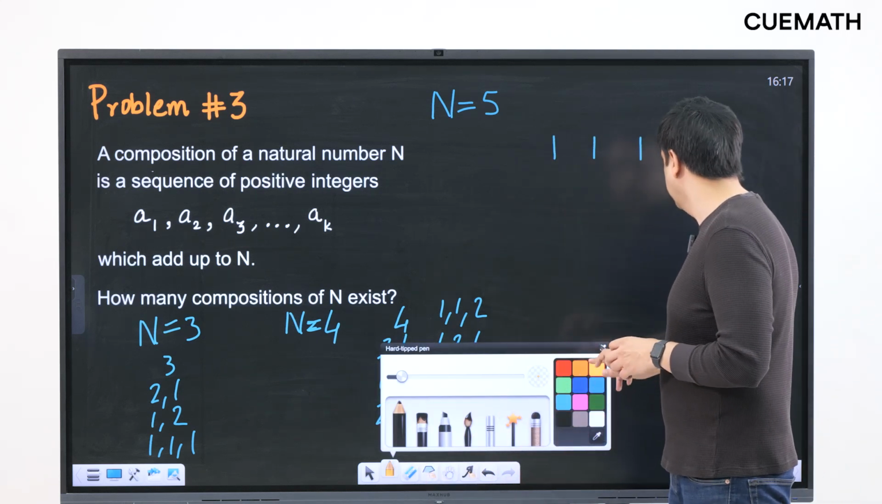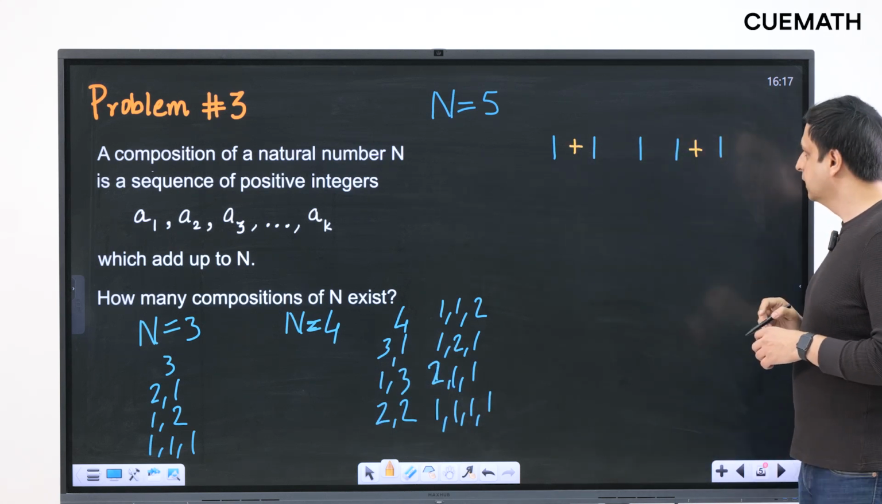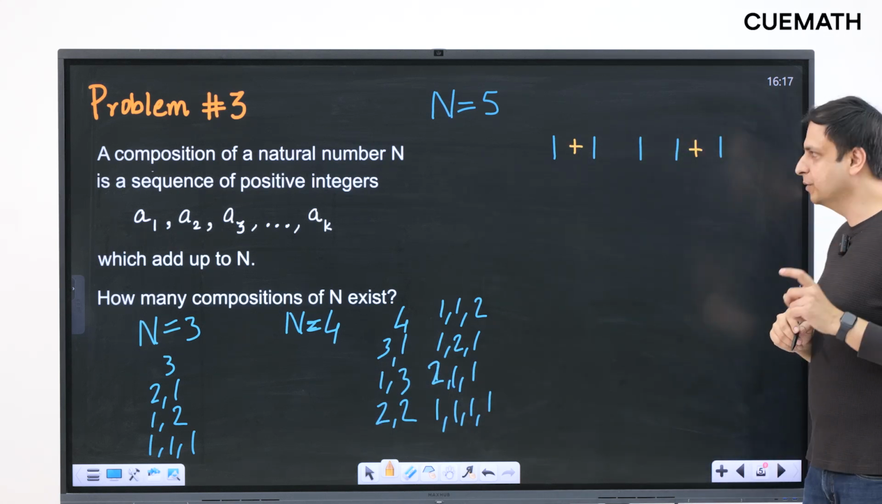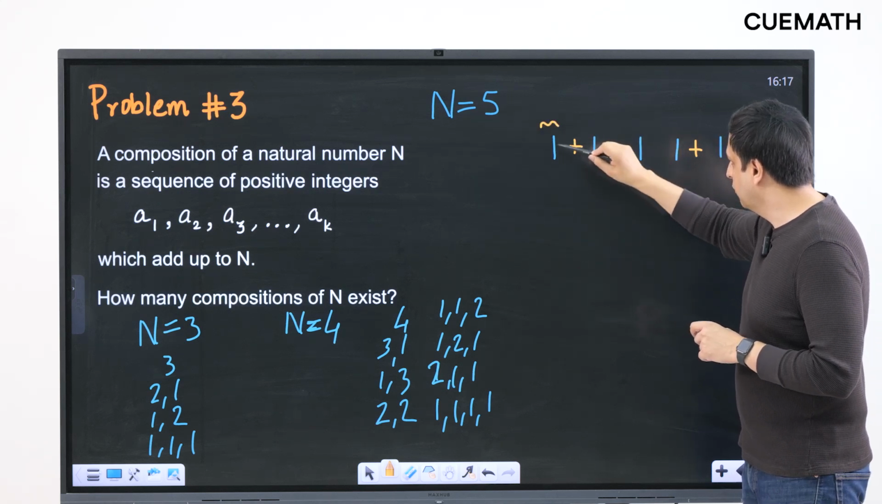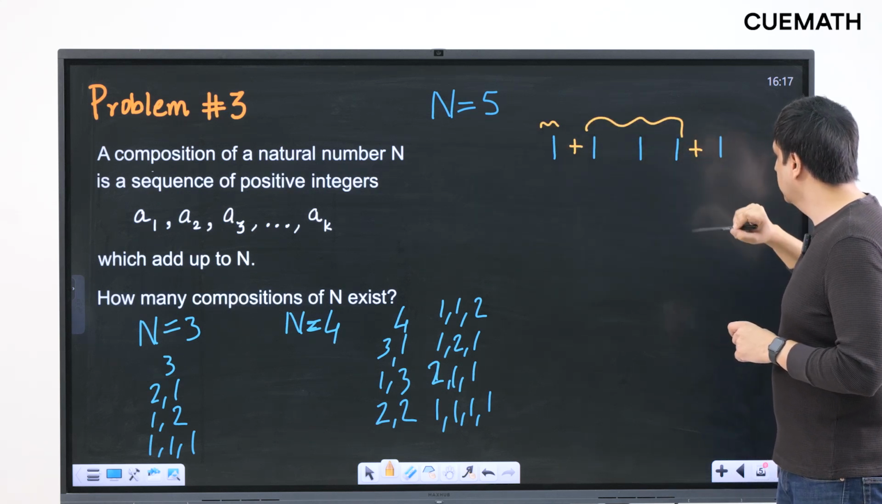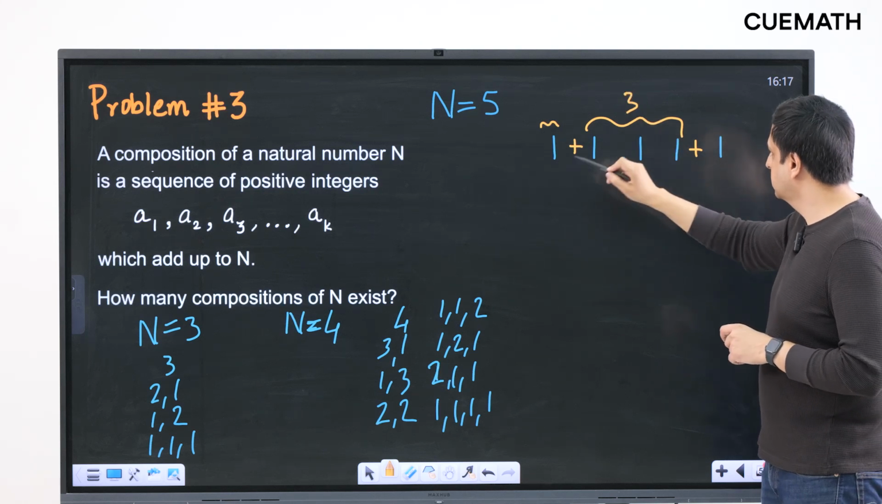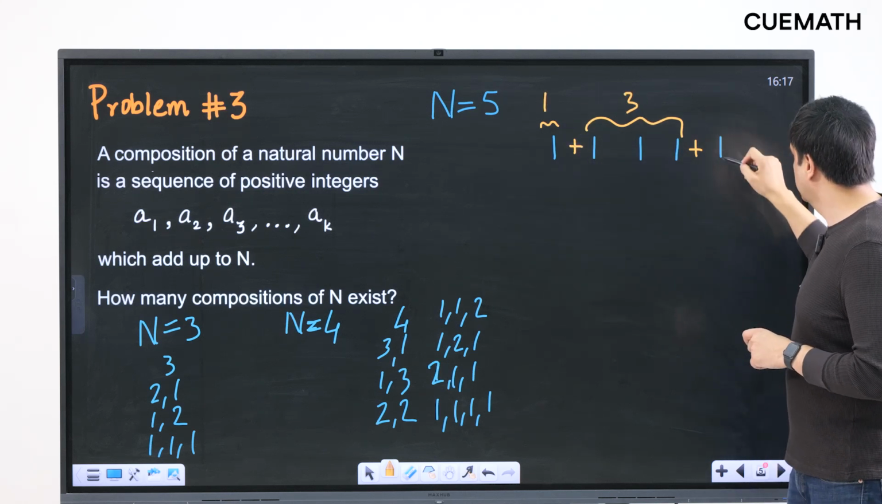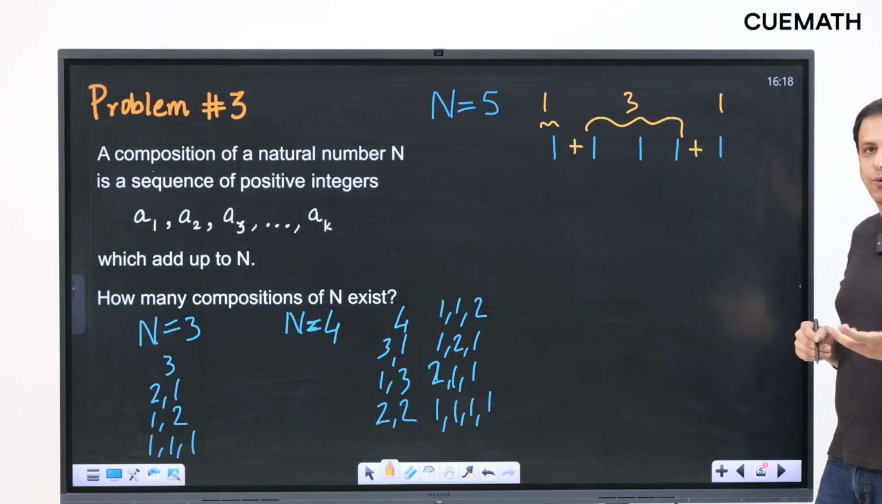So for example, if I place a plus sign over here and over here, this actually gives me a certain composition, and what that composition is actually 1, because I have a 1 here. Then I have a 3 here because I have no plus signs in between here. So I'll think of this as a 3, this one is a 1, and this one again is a 1. So this is the composition 1, 3, 1.